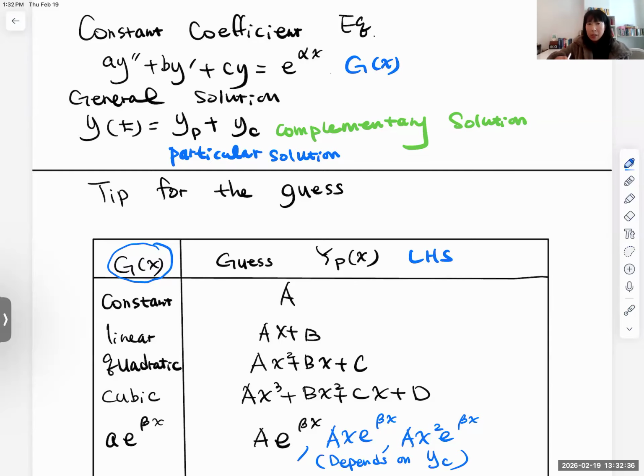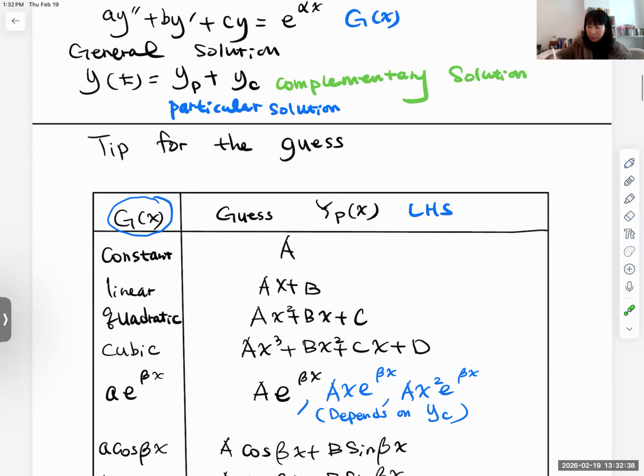Now the right-hand side from the equation: constants are easy to guess. Linear, we did that previously. The quadratic form looks like this. For a cubic function, we have x cubed, then second, first, and zero power, in decreasing order for x. So we have a cubic for g of x.